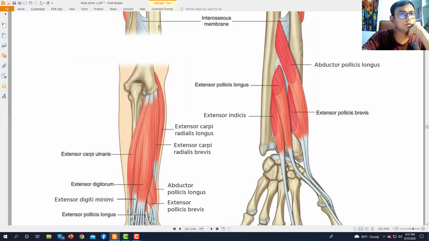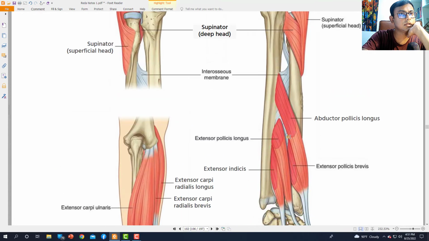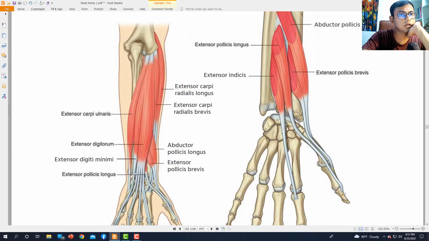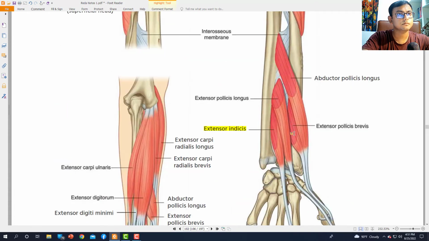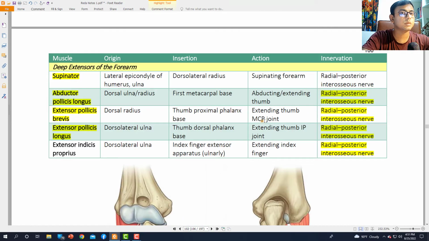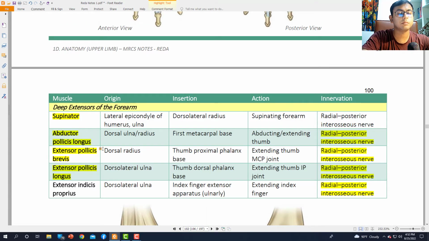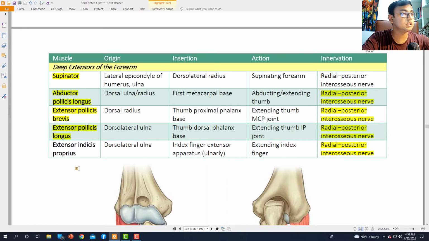So here are extensor pollicis brevis and extensor pollicis longus, you see, this is the adduction appearance. Another is extensor indicis. So the index finger, you see, the extensor indicis gives supply to the index finger here. So these are the deep muscles: supinator, abductor pollicis longus, extensor pollicis longus, extensor pollicis brevis, then extensor indicis. So these are the deep muscles.